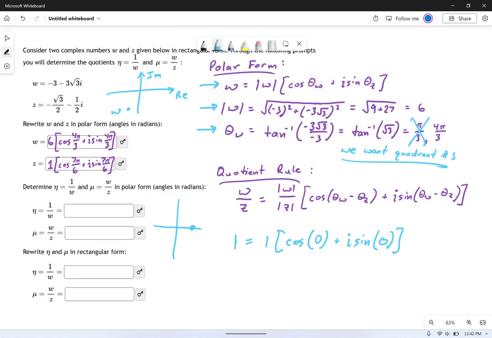And now you can do the division the same way as we did that last one. It's actually a little easier. Because look what we're going to get. 1 over w is simply going to be 1 over 6, right? Times the cosine of 0 minus 4 pi over 3. So it's the angle of the real number 1 minus the angle of w. And then we do the same thing for i sine. Okay, 0 minus 4 pi over 3. So this is how you do 1 over w using the quotient formula.